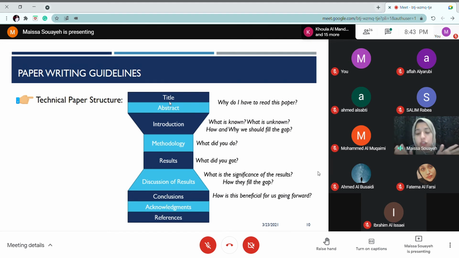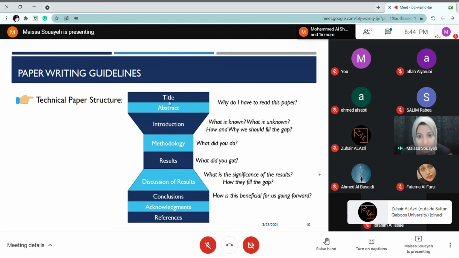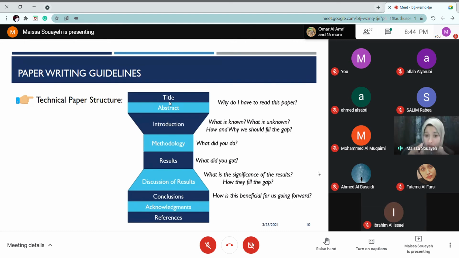The shape of the structure always shows how the topics are going from broad to narrow, from general to specific. So the introduction starts with something general, and then it goes specific, and then the methodology and the results will be specific to you. Then the results and discussion start from specific because they are related to the results, and then you need to generalize your results, like how this will help us all, up to the conclusion.